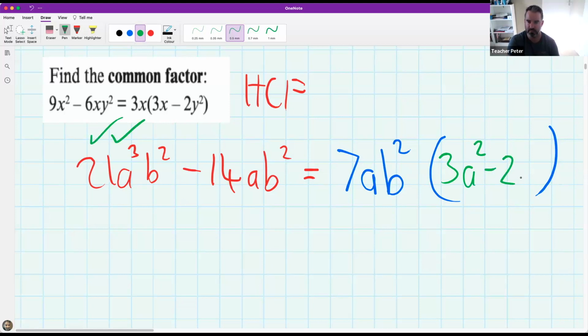And here we have minus 2. So that's the minus 14. Then a times over, there's an a already, and then there's a b. So that's actually just going to be that: 3a squared minus 2.